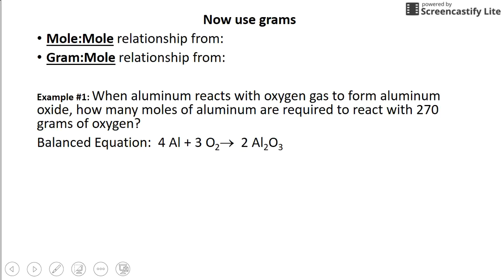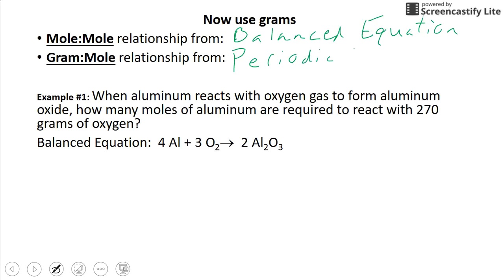So we discussed now the mole-to-mole relationship comes from the balanced equation, but now we're dealing with grams as well. And whenever you need to do grams, you should look at the periodic table. The periodic table means this will require more work if you have a gram to mole relationship. The mole to mole we just did were pretty easy. So now with the gram to mole, it should be a little more work.